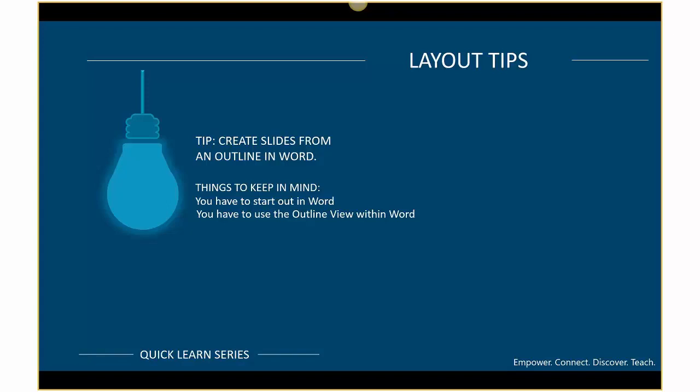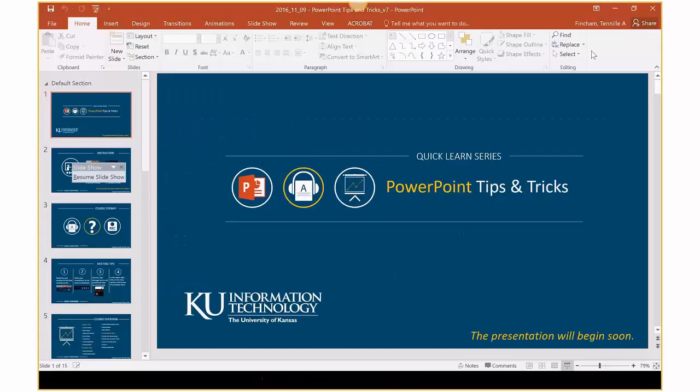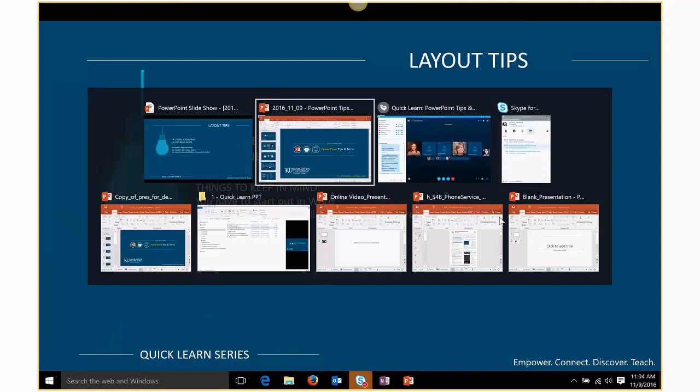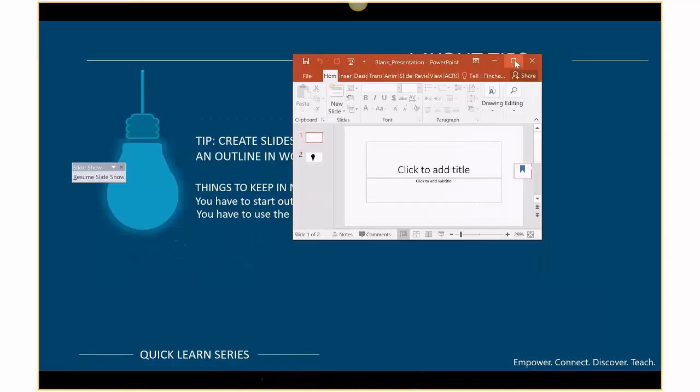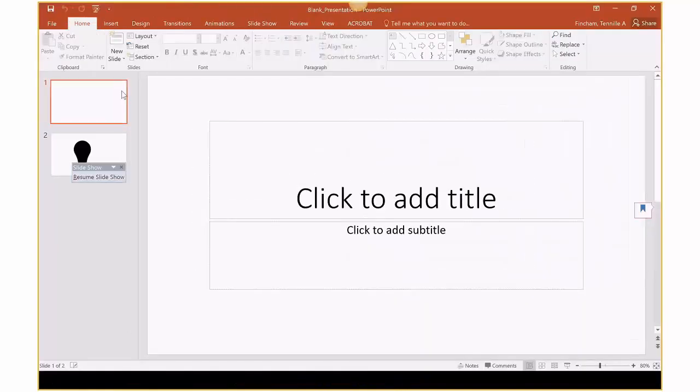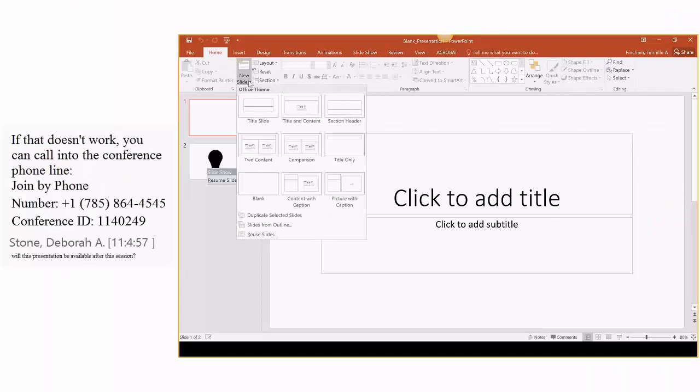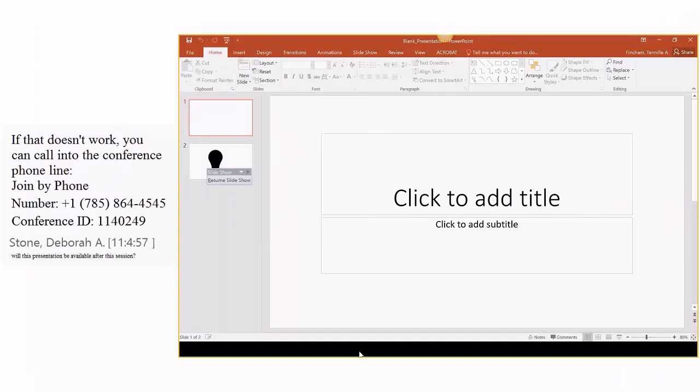So let me switch my screen. What I have here is just a blank presentation. So I just went to File, New, and Blank Presentation. If you want to use an outline in Word, again, you have to start from Word. So I've actually already created an outline in Word. And let me show you what that looks like here.